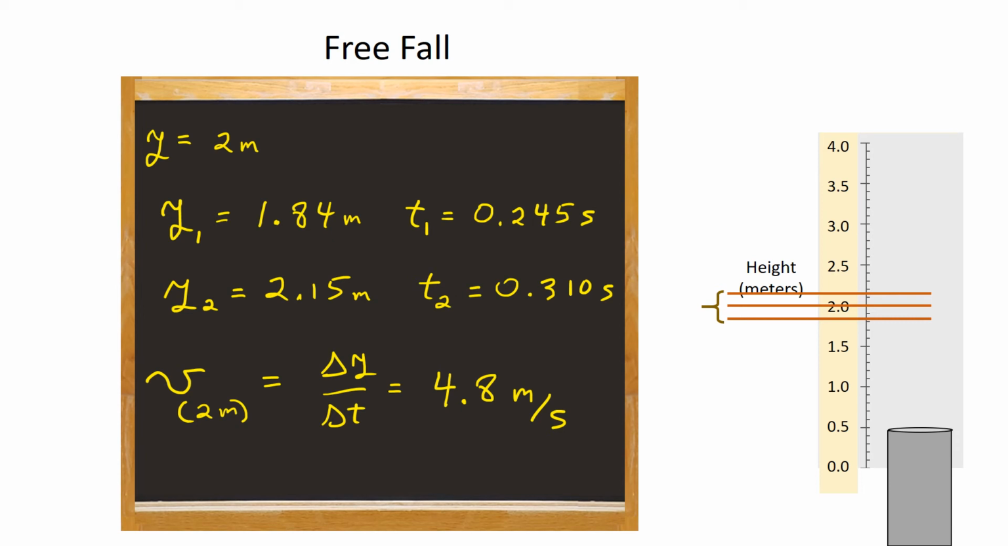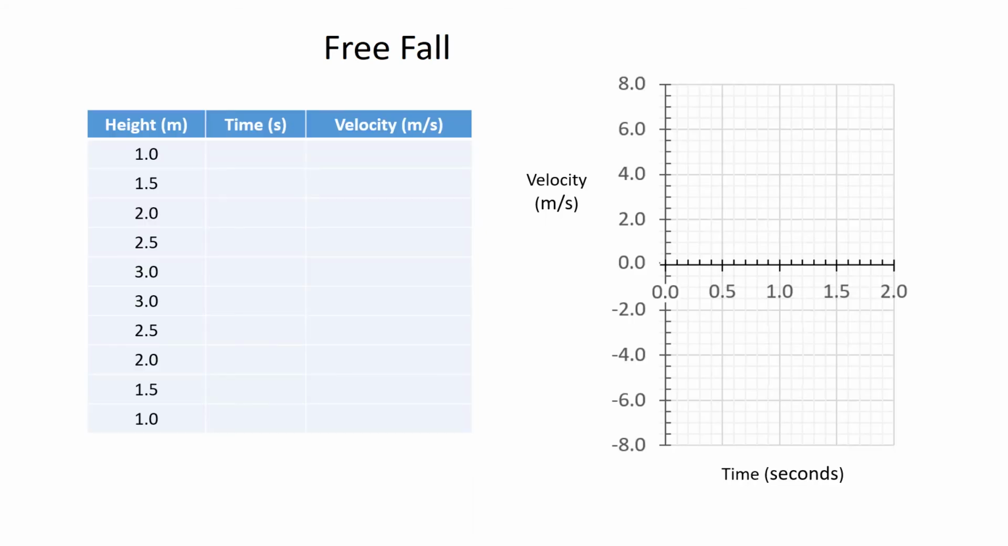So when we do delta y over delta t, delta is final minus initial. So delta y is 2.15 minus 1.84, and delta t is 0.31 minus 0.245. And that lets me calculate the velocity, which again is the local slope of the position graph. The velocity is 4.8 meters per second. We'll round off velocity to the tenths place. And notice that on the way down, you can have negative velocities because we're taking the y-axis as up. And so with that calculation of velocity at 2 meters, we would put that in the table.